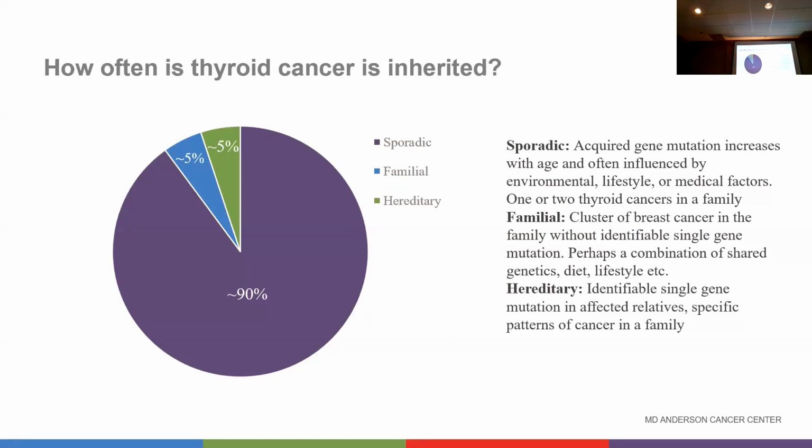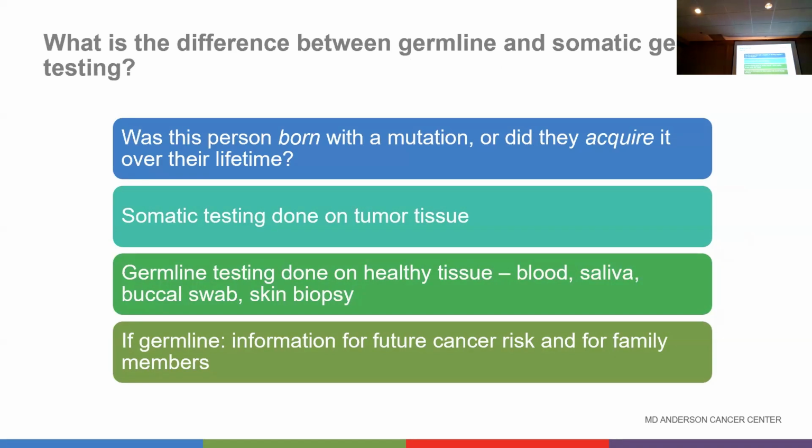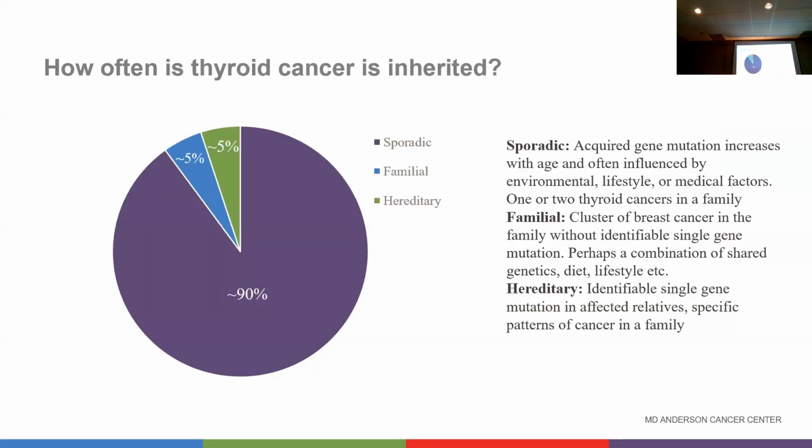As I mentioned, a vast majority of thyroid cancers fall into the category of sporadic, or happening by chance. We think about sporadic cancers as happening due to acquired gene mutations that happen right there in the thyroid and cause those cells to turn into cancer. That might be influenced by things like environmental factors, but we often can't quite pinpoint that. And if there's a single or perhaps two cases of thyroid cancer in a family, we would say that most likely falls into that sporadic category.